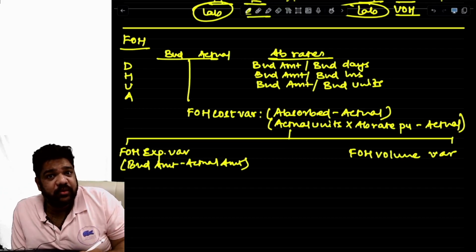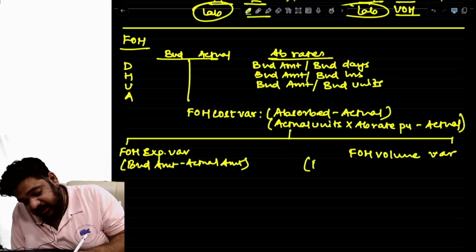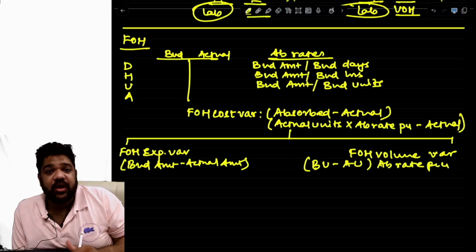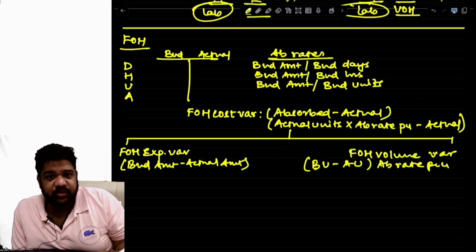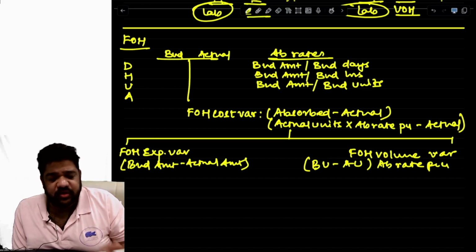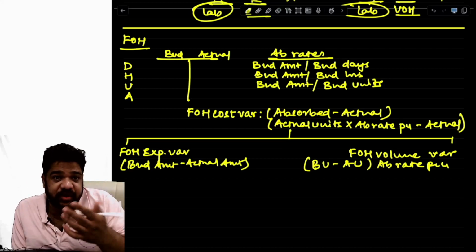What do you do under the volume variance? The budgeted units minus the actual units into absorption rate per unit. Now, how do you get the budgeted units? They are already given. Actual units already given. Now, how do you interpret this?